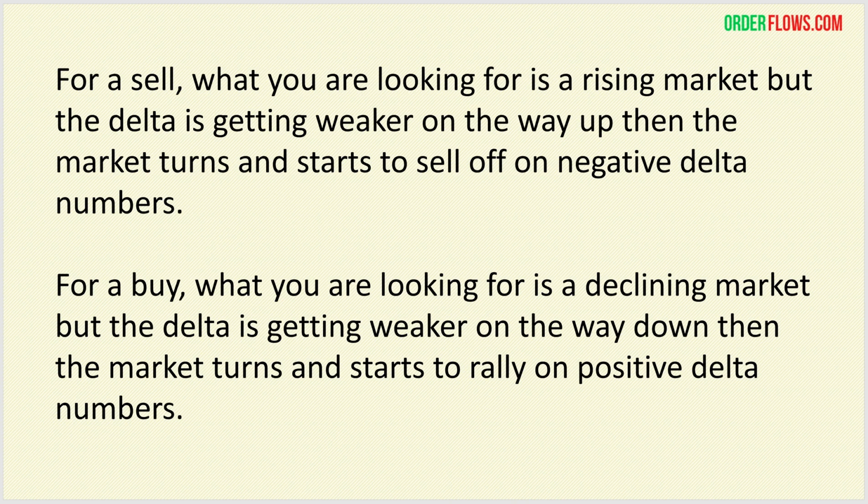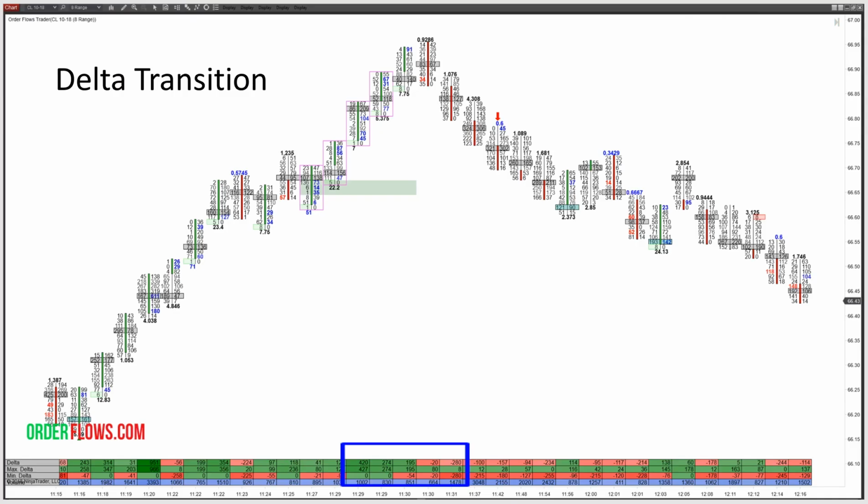For a buy, what you're looking for is a declining market, but the delta getting weaker on the way down, then the market turns and starts to rally on positive delta numbers. So let's take a look here. You can see here, market's rallying, right? Look at these delta numbers: plus 420, plus 274, plus 195. We're still going higher, but the delta is getting weaker. Then at your high, you got the negative delta, minus 20. Next bar, minus 280. And then the market just keeps selling off, selling off, selling off.